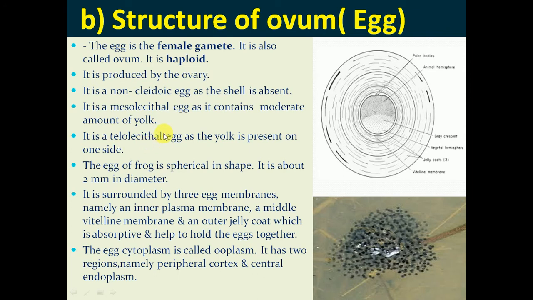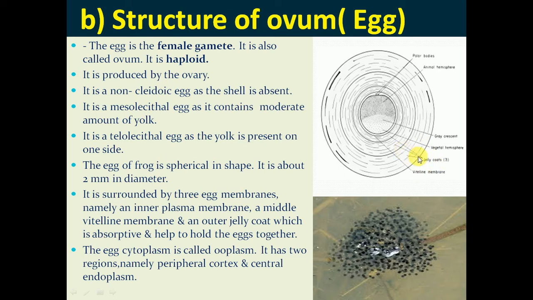Means the frog egg is mesolecithal depending upon the amount of yolk, and it is telolithal depending upon the distribution of yolk. The egg of the frog is spherical in shape, meaning it is rounded, and its diameter is about 2 millimeter. It is surrounded by three egg membranes: the innermost is the plasma membrane, the middle one is the vitelline membrane, and the outer covering is the jelly coat.